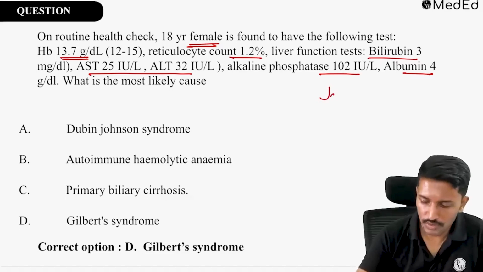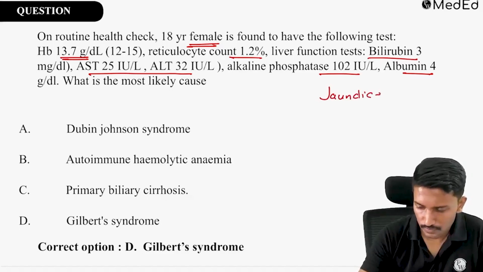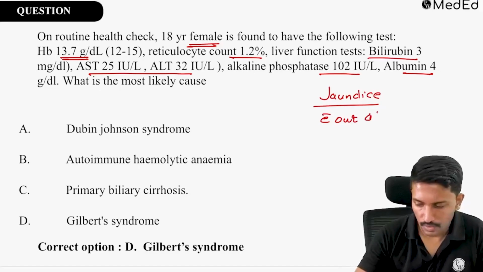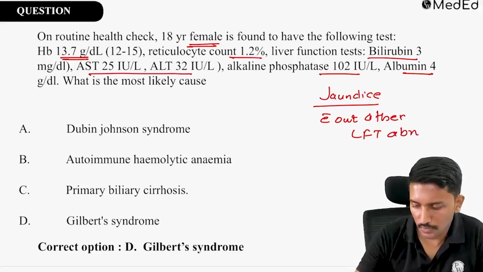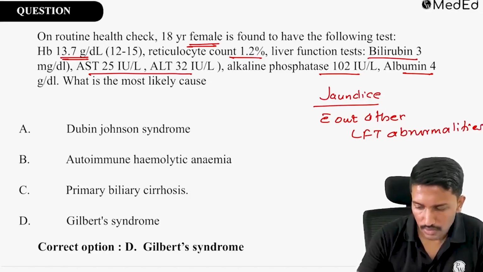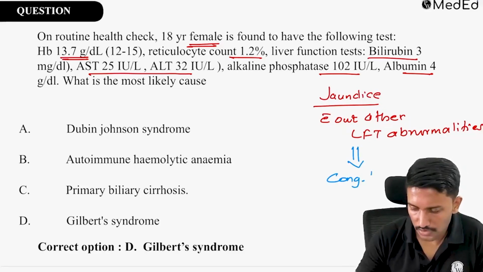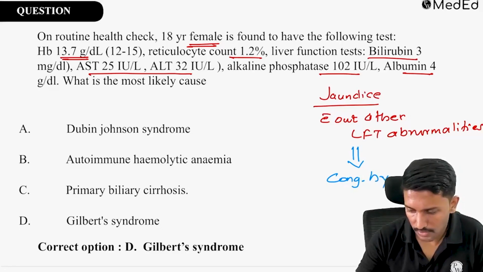So now I have jaundice, right, without other LFT abnormalities. The moment I see jaundice without other LFT abnormalities, I know what I'm dealing with is a case of congenital hyperbilirubinemia, right? So this indicates congenital hyperbilirubinemia. And there we had learned an approach, right?